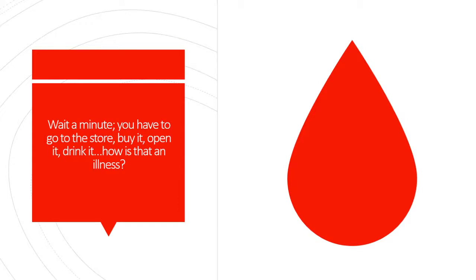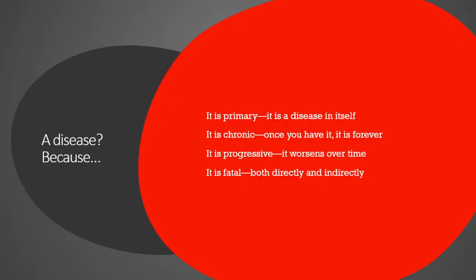Well, that's a good question. We're going to talk about that. It's a disease because it's primary. Because it's a disease in itself. You're not an alcoholic because you chose to drink too much. That's not what makes you an alcoholic. Plenty of people choose to drink too much and they're not alcoholic. And they stop it when they want to and they do it when they want to.